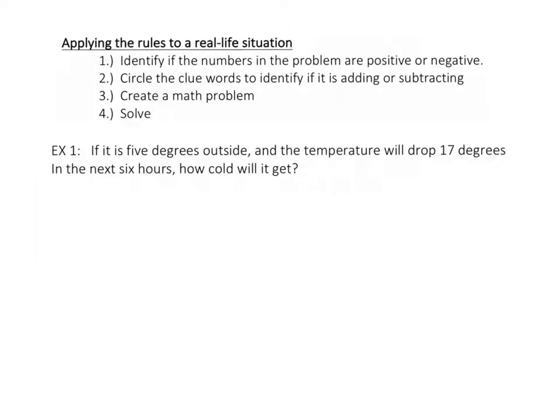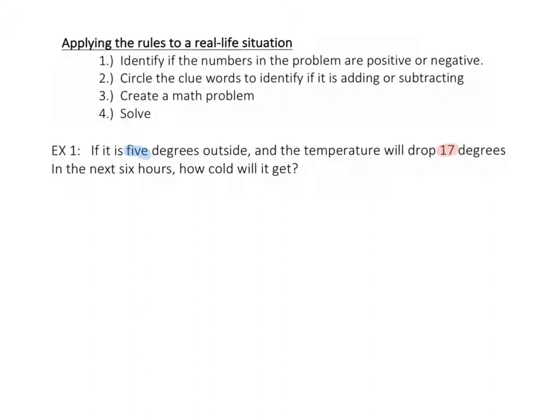Here we have our first example. If it is 5 degrees outside and the temperature will drop 17 degrees in the next 6 hours, how cold will it get? So our first rule says to identify the numbers in the problem if they are positive or negative. So I'm going to highlight the numbers 5 and 17. Then I'm going to use my second rule and circle the clue words that go with it to tell me if it is a positive or negative number.